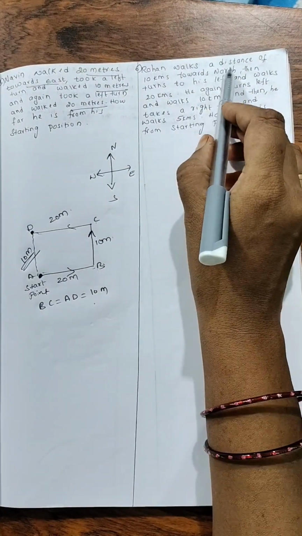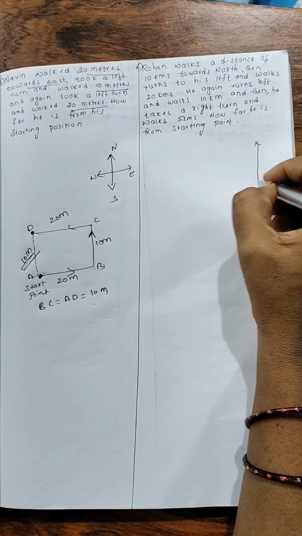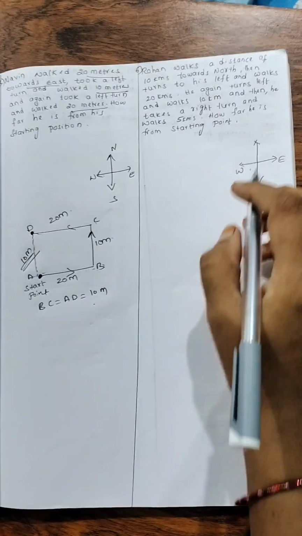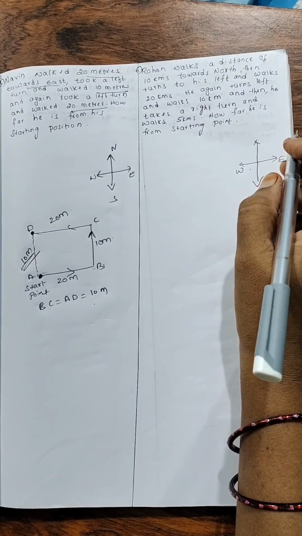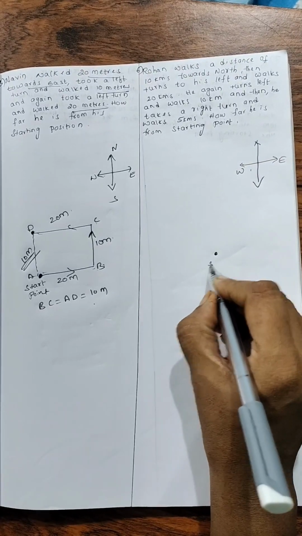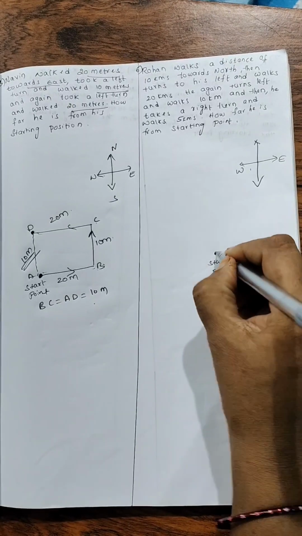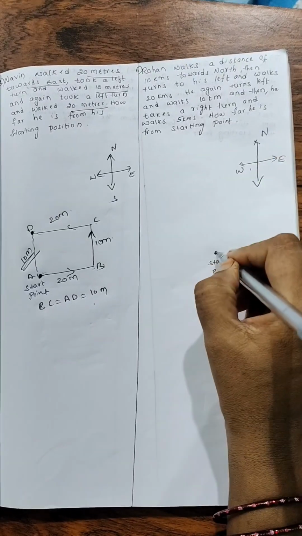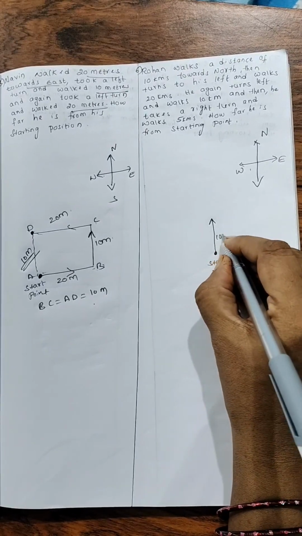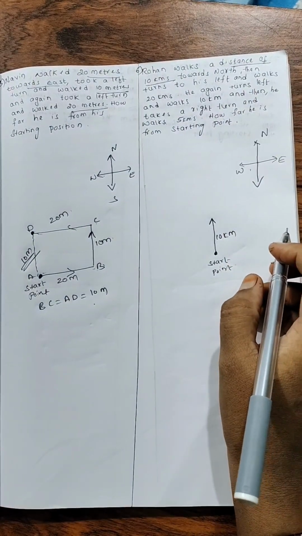Rohan walks a distance of 10 kilometers towards north. Sorry, I forgot to draw the directions. Let us draw the directions. Okay, here I will draw my start point towards north. So Rohan started walking towards the north. How much? 10 kilometers he walked. A distance of 10 kilometers he covered.